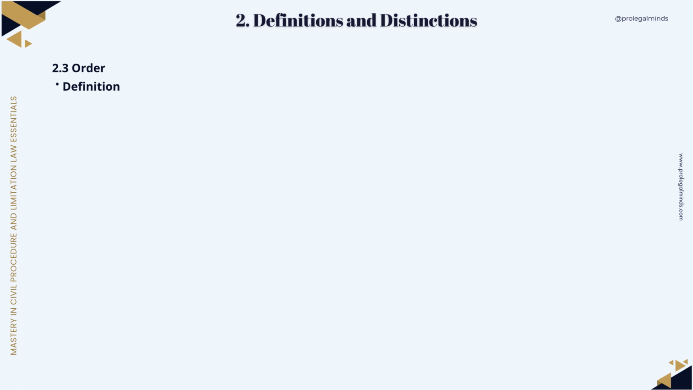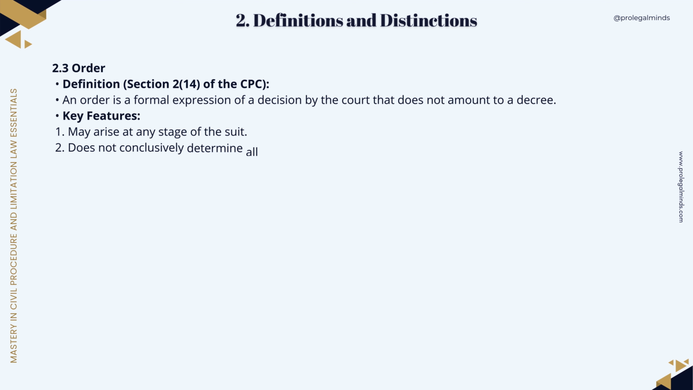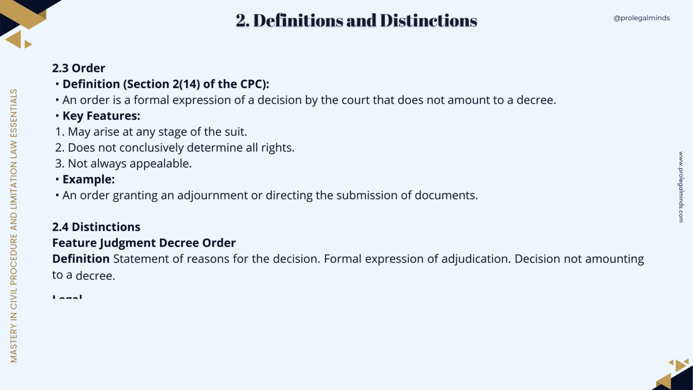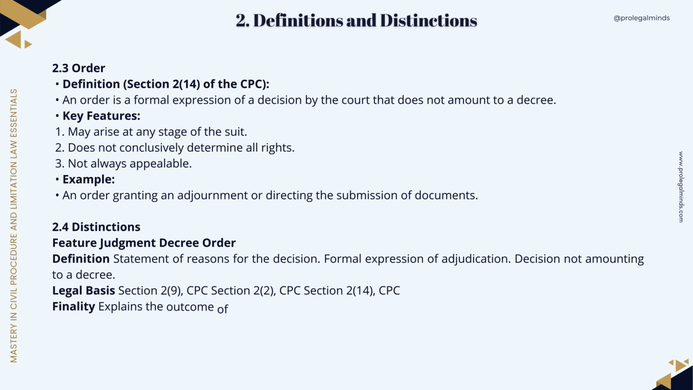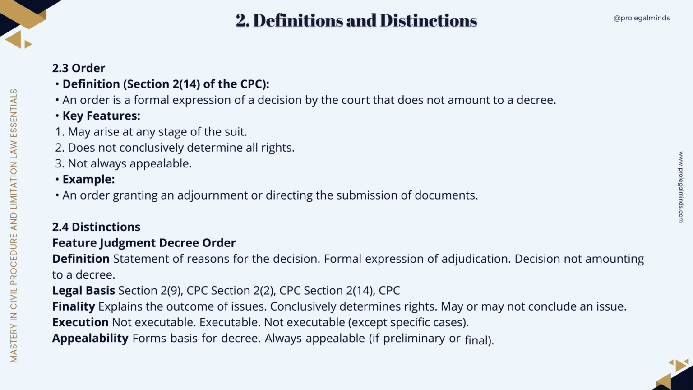Order. An order, as defined under Section 2(14) of the CPC, is any court decision that does not amount to a decree. Orders may arise at any stage of the suit and are not always appealable. For example, an order granting adjournment or directing document submission is not conclusive. Distinctions. Here's a summary of how these terms differ. 1. Judgment explains the reasoning behind the decision. 2. Decree is the formal expression of rights and is executable. 3. Order is a formal decision but not necessarily conclusive or appealable.